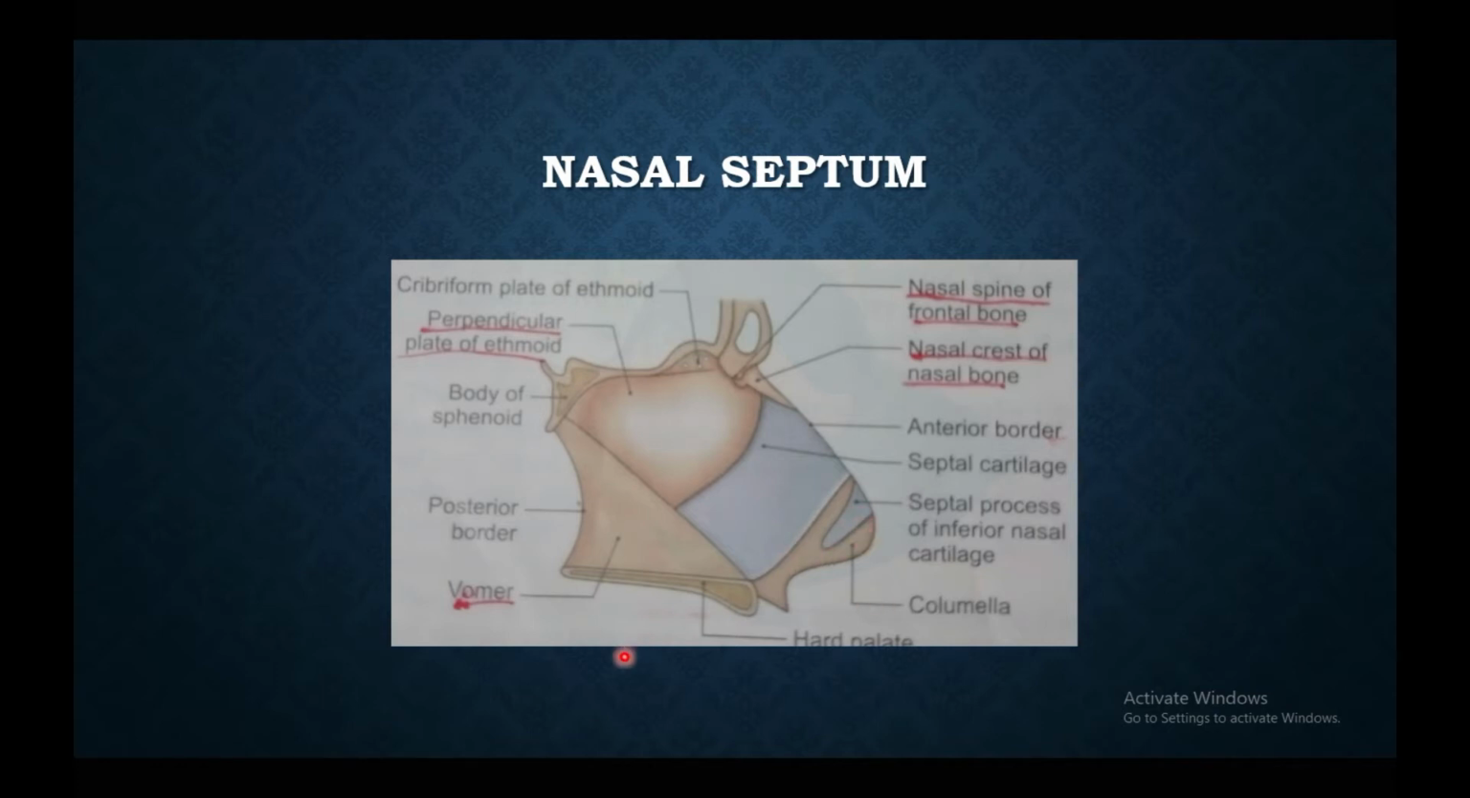The cuticular part or the lower end is formed by fibrofatty tissue covered by skin. The lower margin of the septum is called columella. The nasal septum has 4 borders and 2 surfaces. The borders are anterior border, superior border, inferior border and posterior border. The 2 surfaces are right and left surfaces.